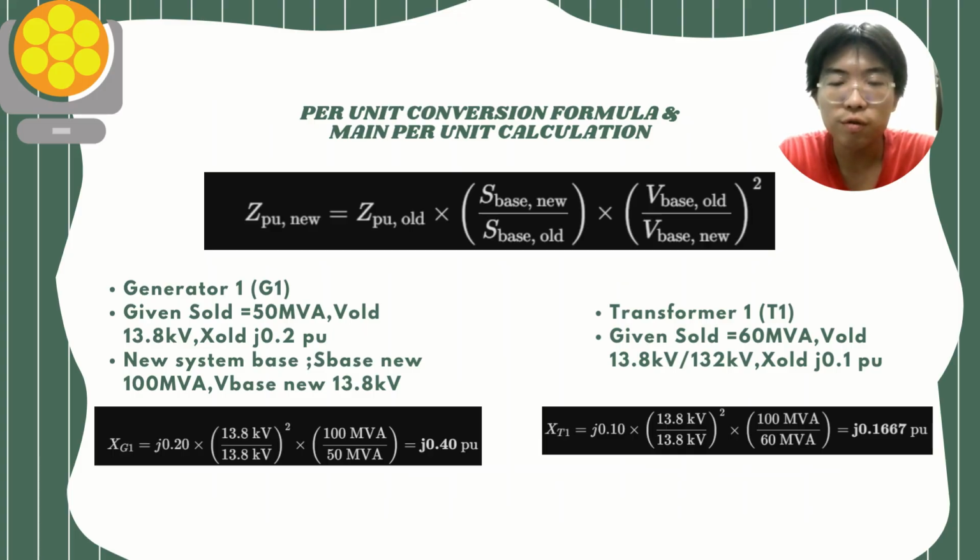And for the transformer 1 new per unit, it is also the same. We put in the information. The Z per unit old is 0.1, and we multiply with V base old and V base new to the power of 2, which is 13.8 kV divided by 13.8 kV, to the power of 2, and multiply with the S base new divided by S base old, which is 100 MVA divided by 60 MVA, and we get the new transformer 1 j0.1667 per unit.